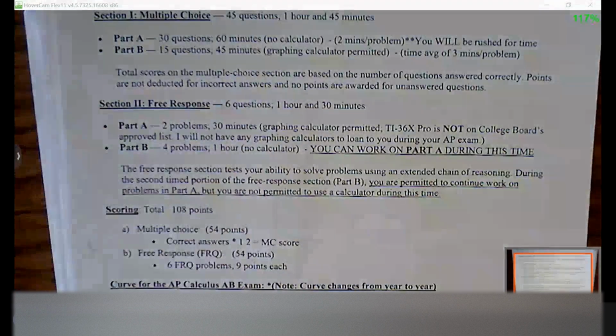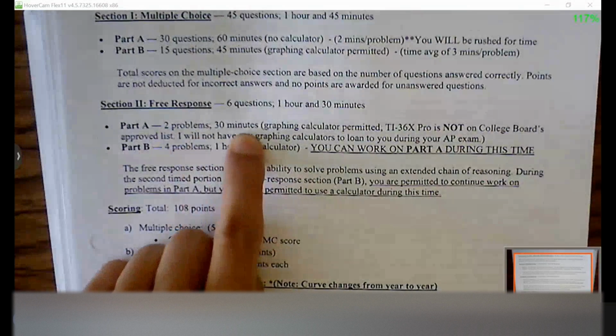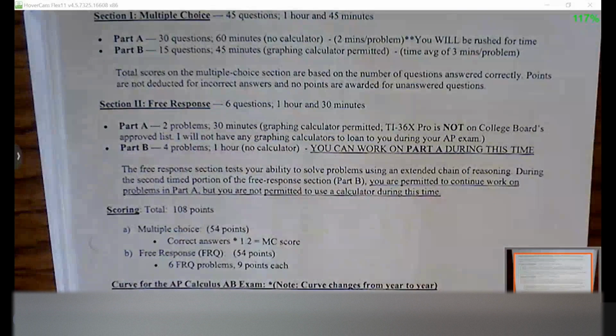You're going to break the seal, and you're just going to be working on 1 and 2, with the calculator. You have 30 minutes to work on those 2 problems. You can move back and forth between those 2 problems, but you can only look at those 2 problems in that 30-minute period.